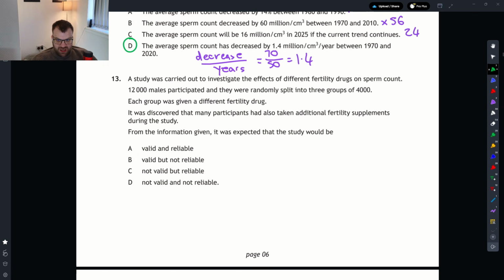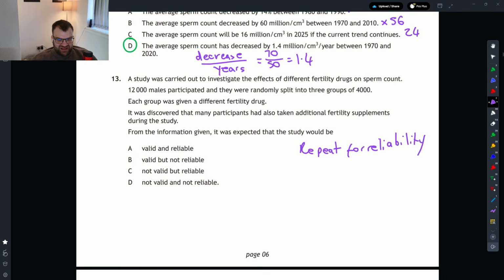But that should be the correct answer there. Next one, got validity and reliability. Well, reliability is when you would repeat the experiment and you would get average results. Now, 3 groups of 4,000, quite big sample sizes, and they've repeated it. I'm going to say that's going to be reliable.